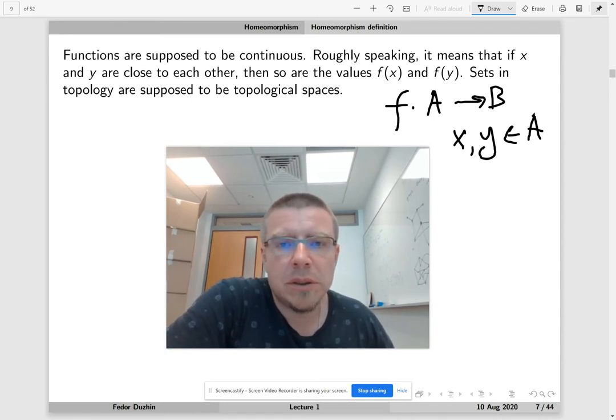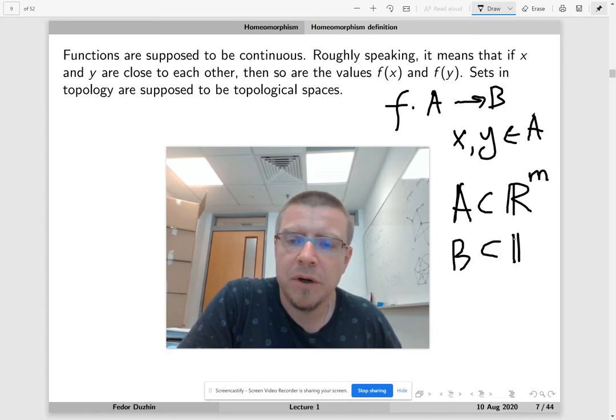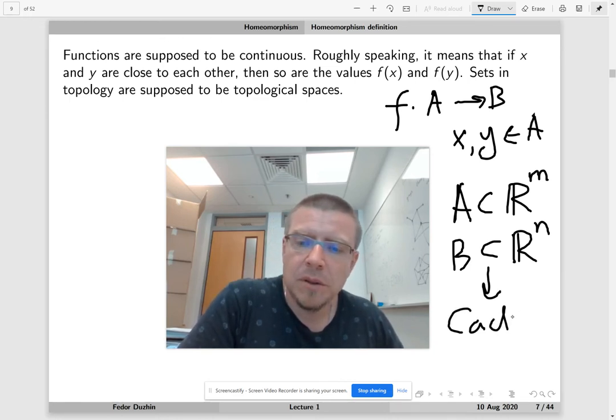For sets that are subsets of a Euclidean space, so if A is a subset of Rm and B is a subset of Rn, then you know the notion of continuity from calculus 3.